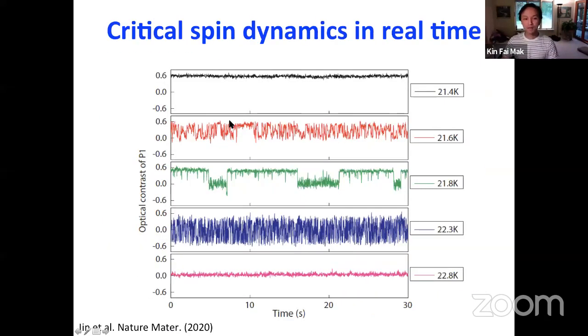If we park at a particular location and monitor the magnetization of the sample as a function of time, below TC you will see the spin-up state with 0.6 optical contrast, a very stable spin-up state with no change in time. But if you increase the temperature close to the TC, you can see lots of crazy fluctuation, quite similar to the Monte Carlo simulation I showed you a few slides ago. And above the TC, the magnetization just goes to zero.